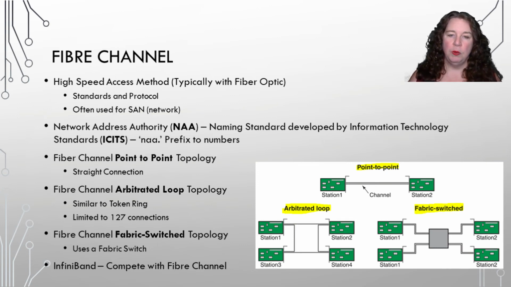And probably one of the more common ones is what we call a fabric switch topology. So this uses a device called a fabric switch to handle being a hub in the middle of your network. So all of the stations connect into it and allows it to be switched using the fabric switch topology. So using a fabric switch is a way to run your fiber channel. InfiniBand is another version of this that's actually designed to compete with the fiber channel, so you can use InfiniBand as well. We don't really get into that because we've described the fiber channel, but it is another option that you probably should be aware of.